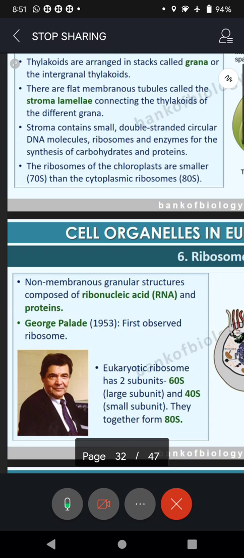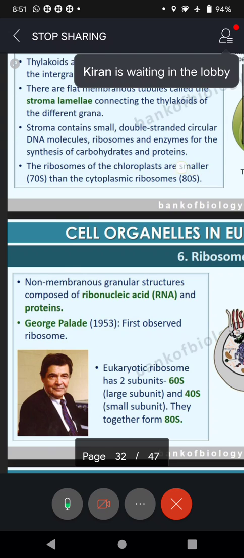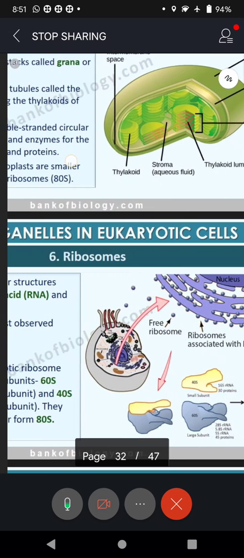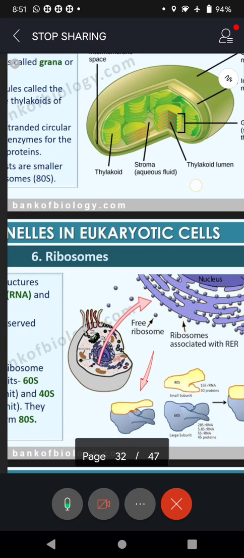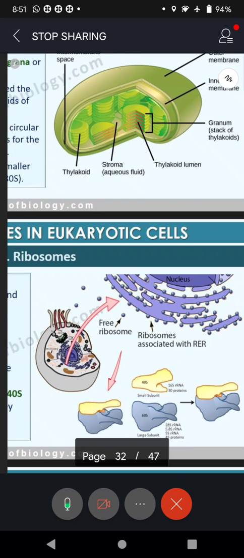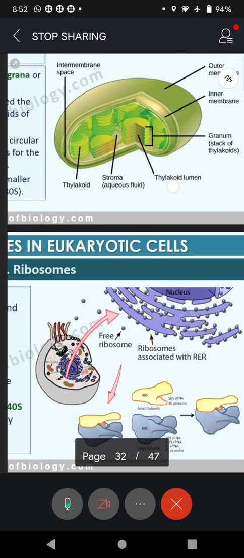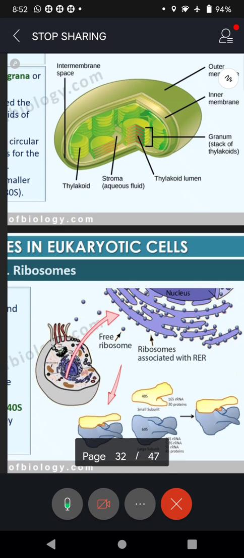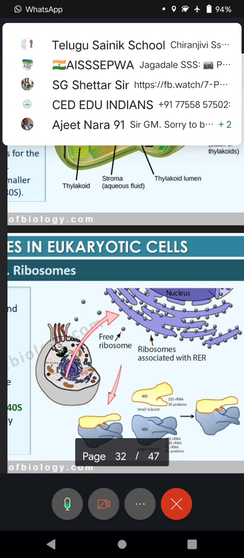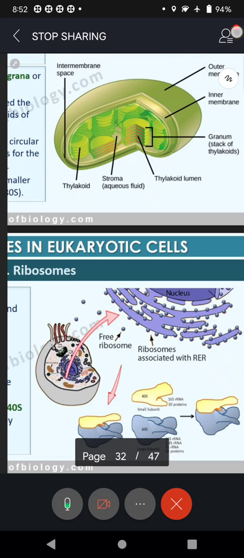So the stroma contains small double-stranded circular DNA molecules, ribosomes and enzymes for the synthesis of carbohydrates and proteins. All of us already know that the ribosomes of chloroplasts are smaller than the cytoplasmic ribosomes. We will be studying ribosomes next. And look at this, this is how it will be. You can see the stroma, the thylakoid lumen, which is the inner space, the granum, singular, a stack of thylakoids, the inner membrane, the outer membrane, and the space present between the inner membrane and the outer membrane.